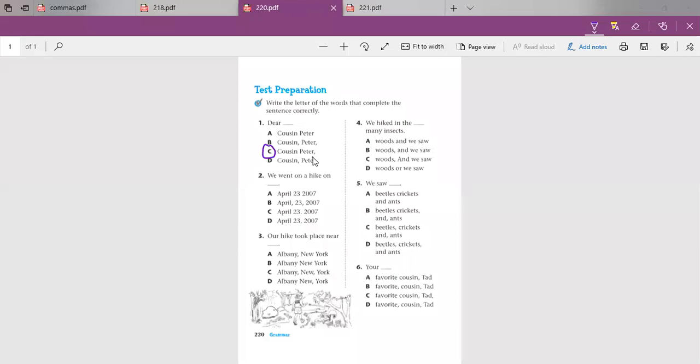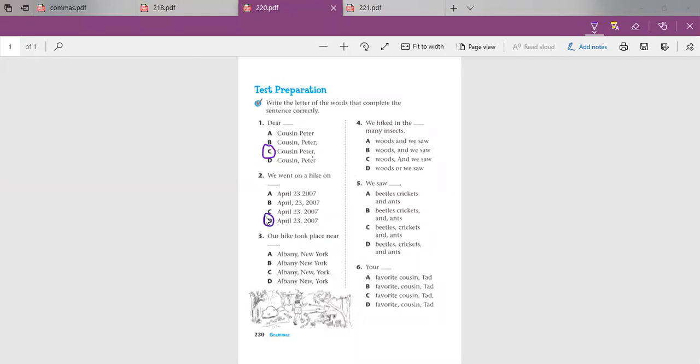So which one is correct? Adam, which one has used the comma in the correct way? A, B, C, or D? I have to separate the month and the date from the year. So which one has used the comma correctly? Option number D. Excellent, excellent. That's how we separate them.